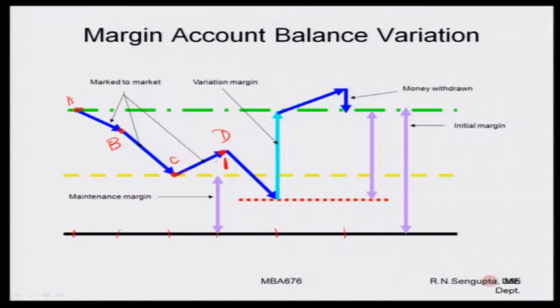Now, day 4, consider the value of the whole contract goes down in such a way that it falls from D to E, which means that point E has a value which is less than the margin account, or the maintenance margin. Then immediately a call is made. Call means not the call option; a call is made by that person's trading house, and the person has to deposit a certain amount of money which is given by this variation margin, such that the overall amount of money goes back to the initial account money which you have.